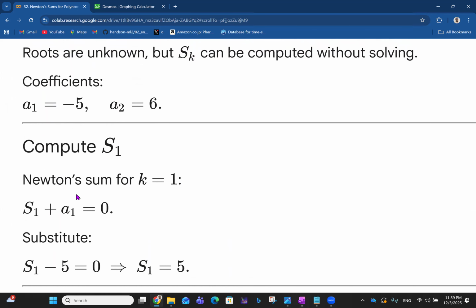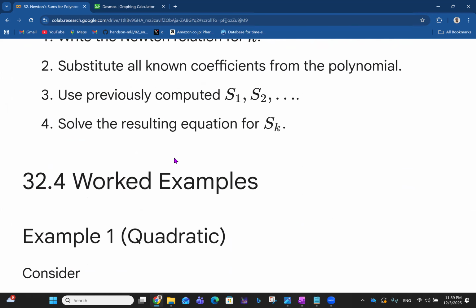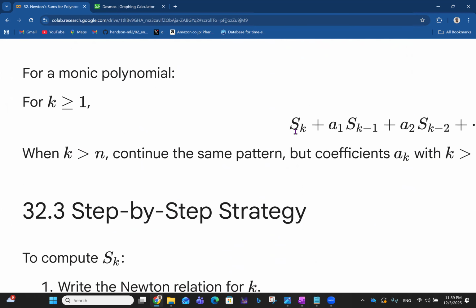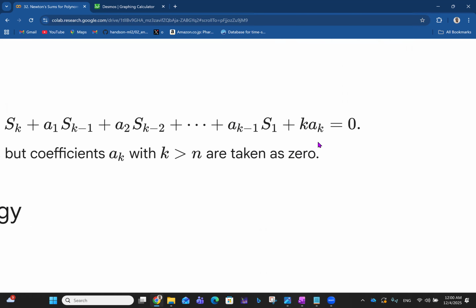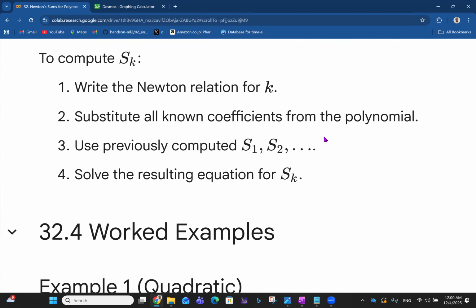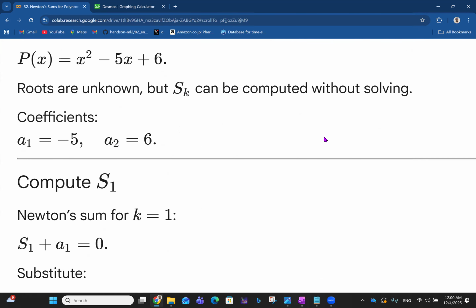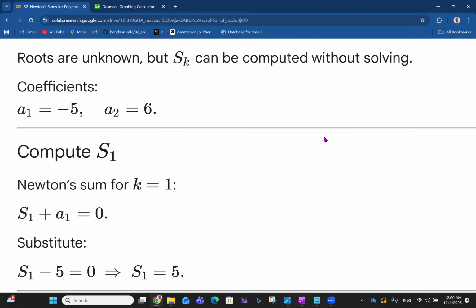So since k is equal to 1 now, this is what you're going to have. You have S1, and there's no other S you can get in the game because there's nothing like S naught. So it's just S1, and then the other thing you're going to have will be 1 times A1. So that'll be S1 plus A1. Going by the expansion, you have S1 plus A1, which is equal to 0.